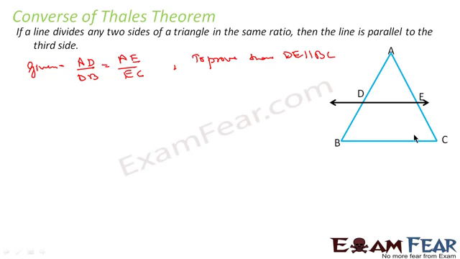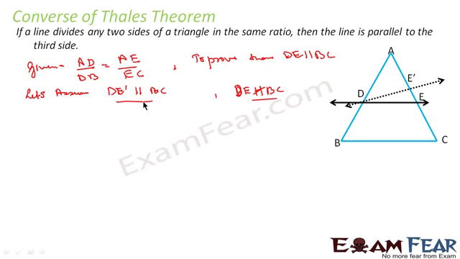To prove this, let's do one thing. Let's draw this line, DE dash, and let's assume that DE dash is parallel to BC. Okay. Let's assume DE dash is parallel to BC, right? And DE is obviously not parallel to BC. So we have to assume this, we are assuming that DE dash is parallel to BC.